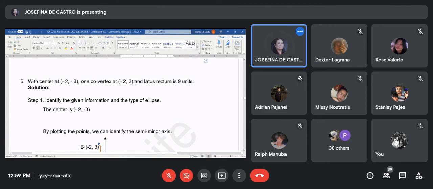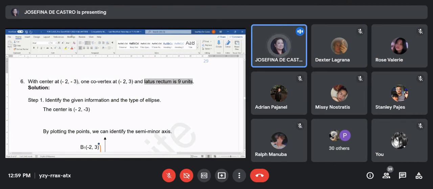Number 6. Center negative 2, negative 3, one co-vertex negative 2, 3. Latus rectum is equal to 9 units. So, given the latus rectum, 9 units. When the length of the latus rectum is given, the formula for LR is 2b squared over A. So, if you're going to use the latus rectum, you must identify one of them, A or B. Or else, you can't compute either.